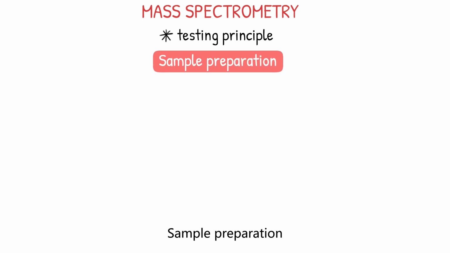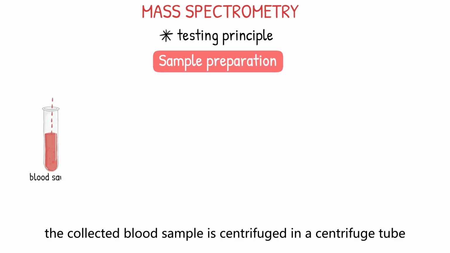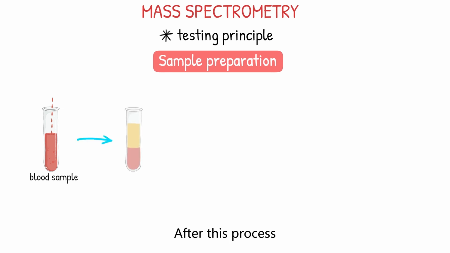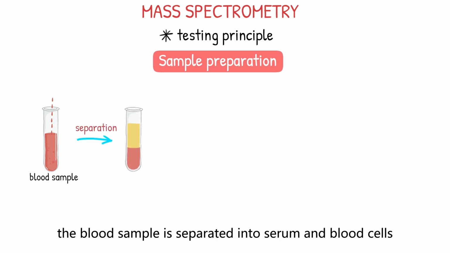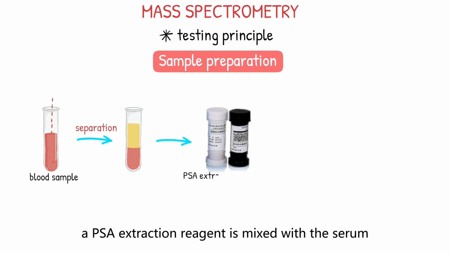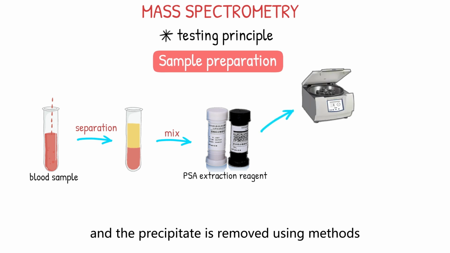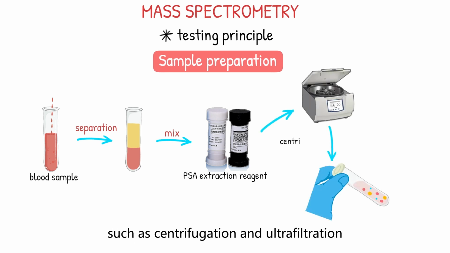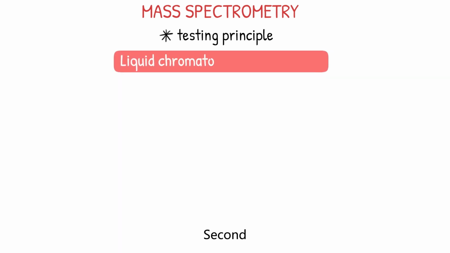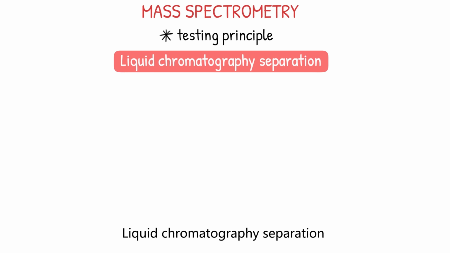First is sample preparation. To begin, the collected blood sample is centrifuged in a centrifuge tube. After this process, the blood sample is separated into serum and blood cells. Next, a PSA extraction reagent is mixed with the serum, and the precipitate is removed using methods such as centrifugation and ultrafiltration.